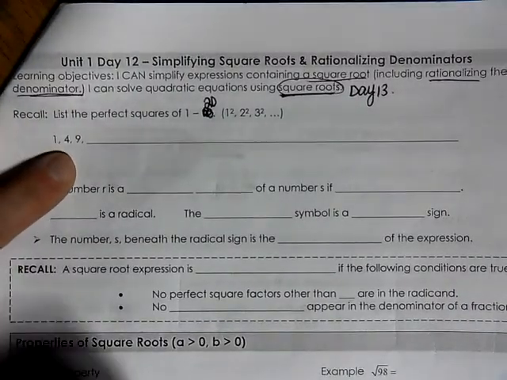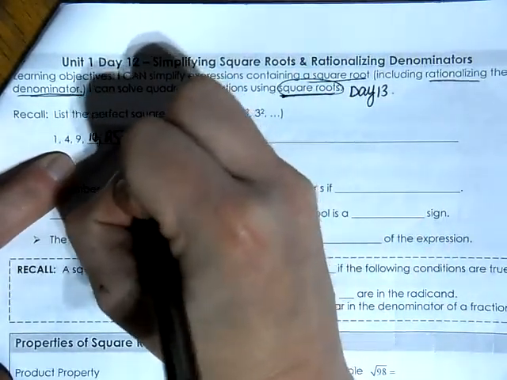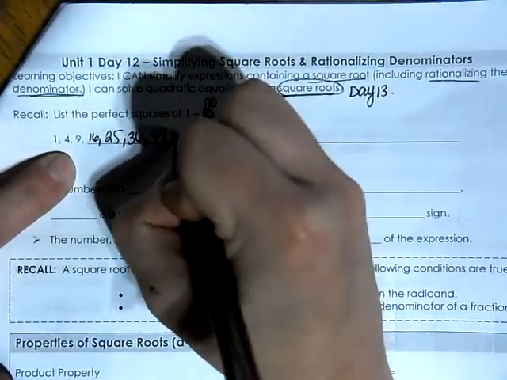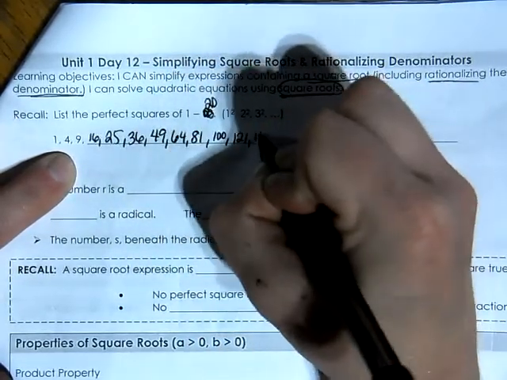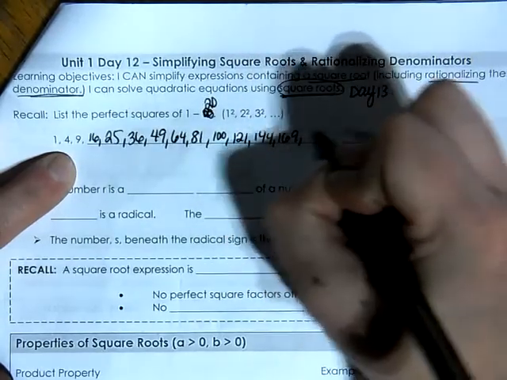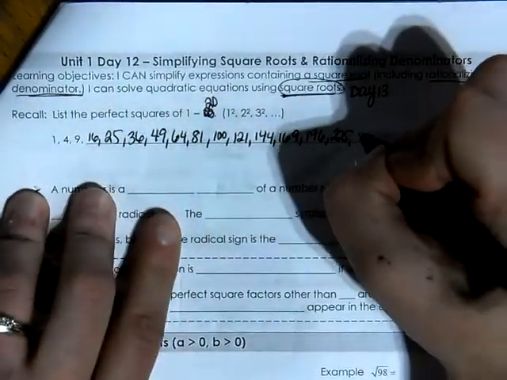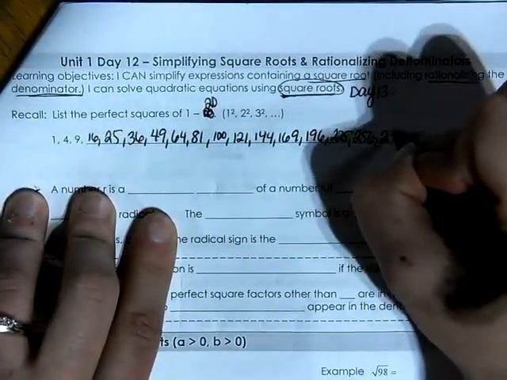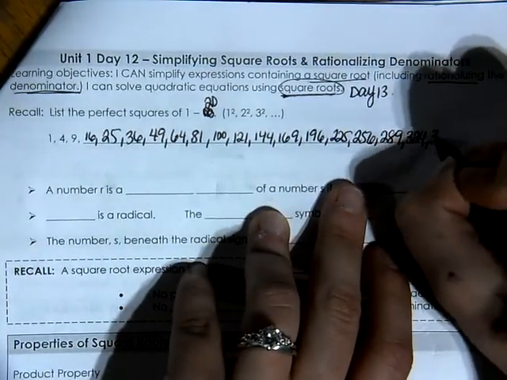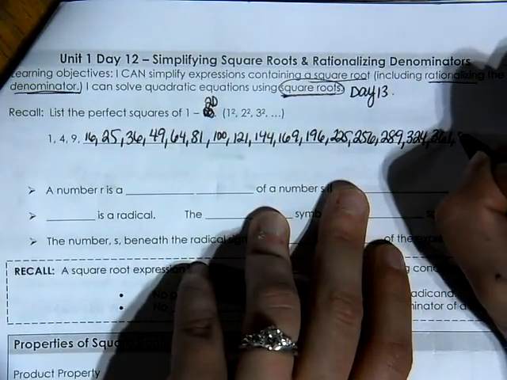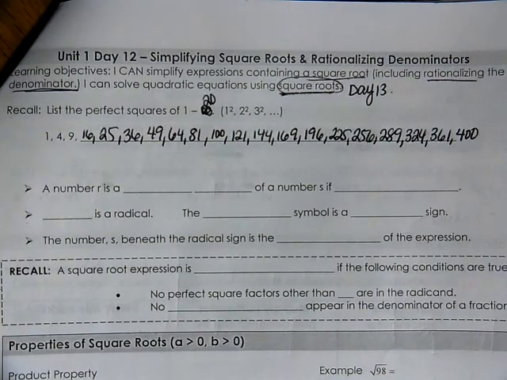So we have 1, 4, 9, 16, 25, 36, 49, 64, 81, 100, 121, 144, 169, 196, 225, 256, 289, 324, 361, and 400. These are all of your perfect squares from 1 to 20.